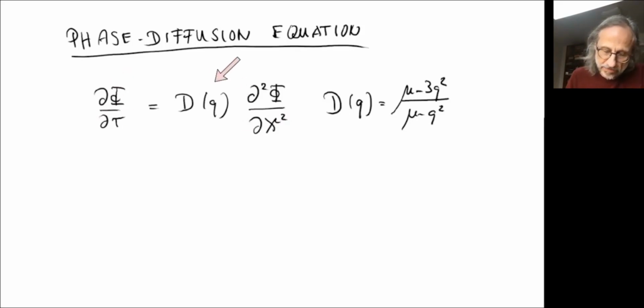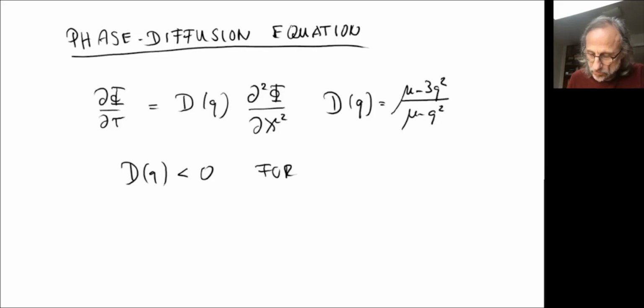And importantly, that diffusion coefficient is not a constant, but rather it depends on the wave number of the pattern. So it becomes a nonlinear equation that way. And moreover, we see that D can be negative. Actually, D(q) is negative for q squared bigger than mu over 3.